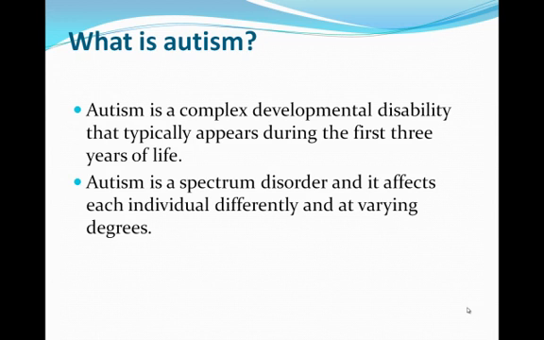Autism is a spectrum disorder, that's why it's called ASD, and it affects each individual differently at varying degrees. You can have a child with very severe autism who is not able to function on his own, or you can have a child with very low levels of autism who is able to do many things on his own.